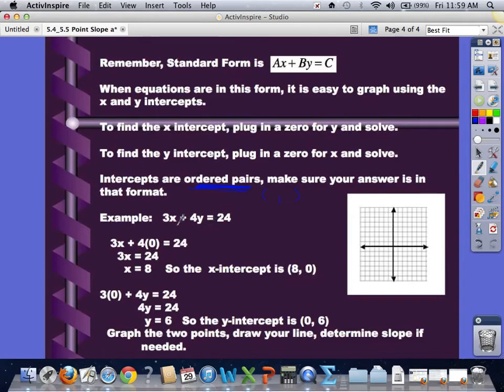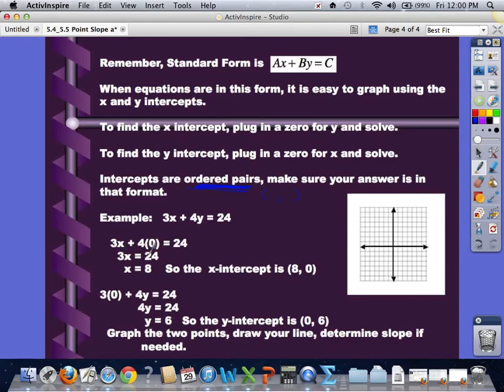So for example, 3x plus 4y equals 24. If we are going to solve and get the x-intercept, we plug a 0 in for y, which means that goes away. Because look what happens. You have 3x plus 4 times 0. 4 times 0 is 0, so that just goes away. If you want to skip writing this step, just cover up the y term and solve for x.